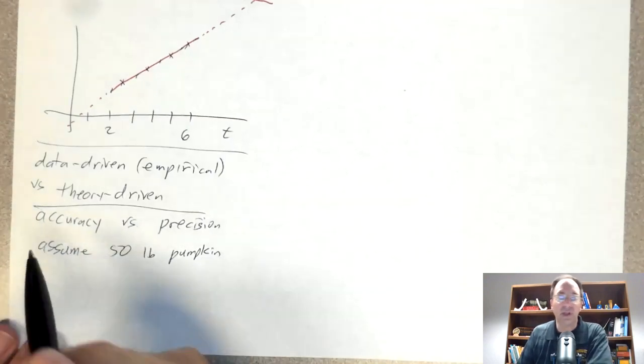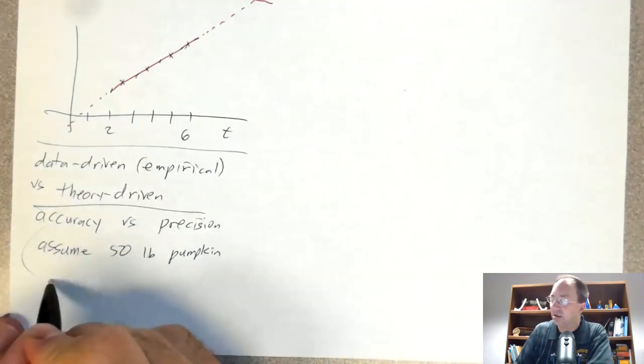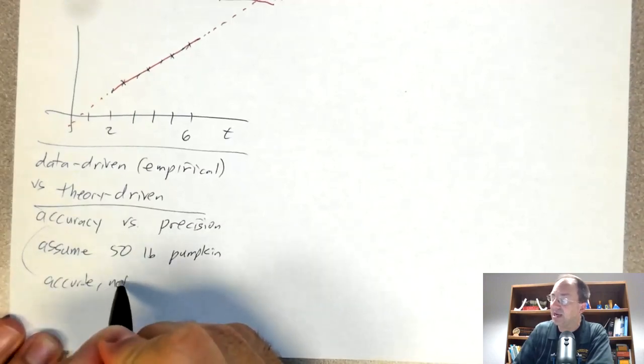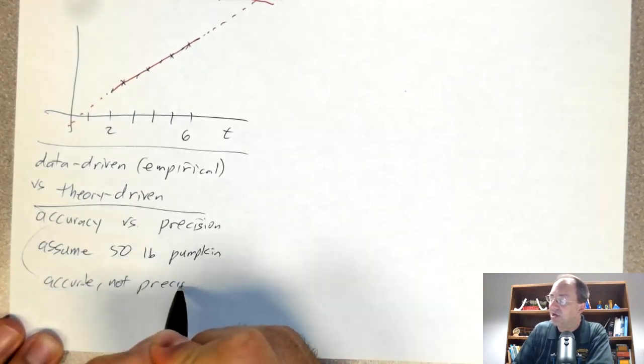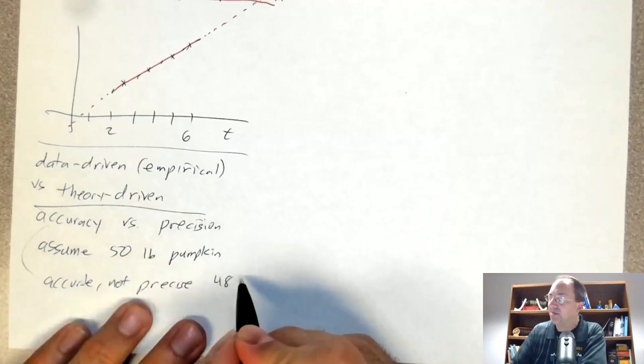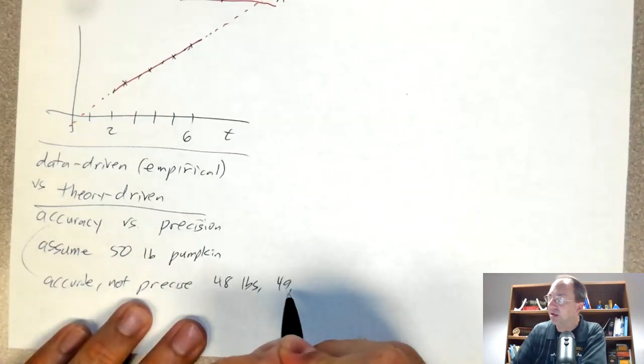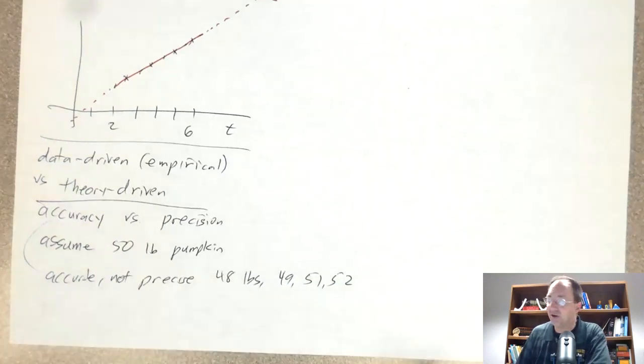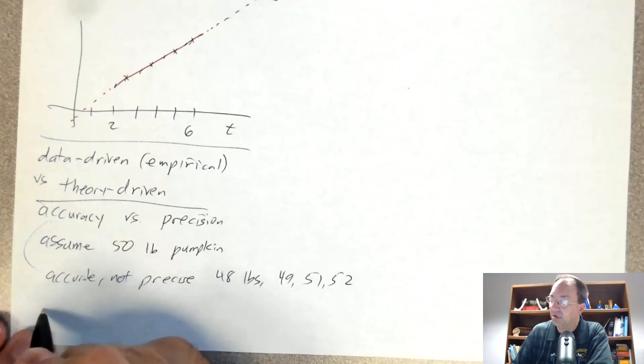Something that was accurate but not precise, a scale that is, say, accurate but not precise, might measure 48 pounds, 49, 51, 52. So a couple of pounds off, but at least it's all around 50 pounds, the true weight.